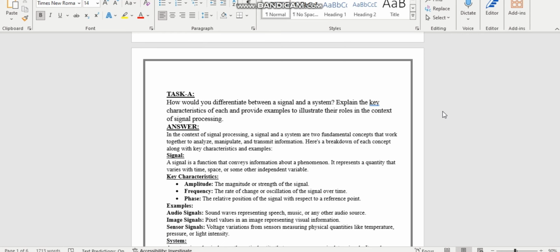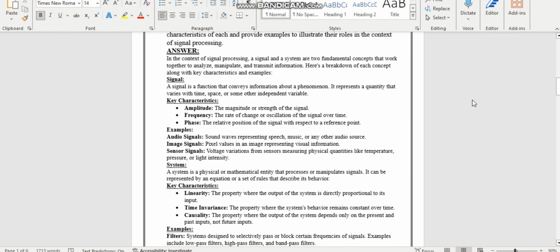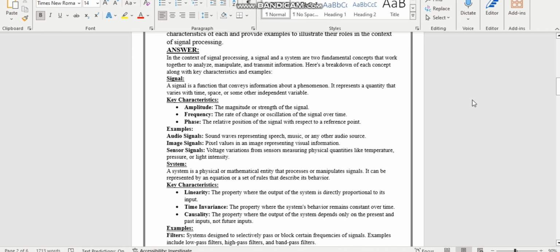Key characteristics. Amplitude, the magnitude or strength of the signal. Frequency, the rate of change or oscillation of the signal over time. Phase, the relative position of the signal with respect to a reference point. Examples: audio signal, sound waves representing speech, music, or any other audio source. Image signals, pixel values in an image representing visual information. Sensor signals, voltage variations from sensors measuring physical quantities like temperature, pressure, or light intensity.